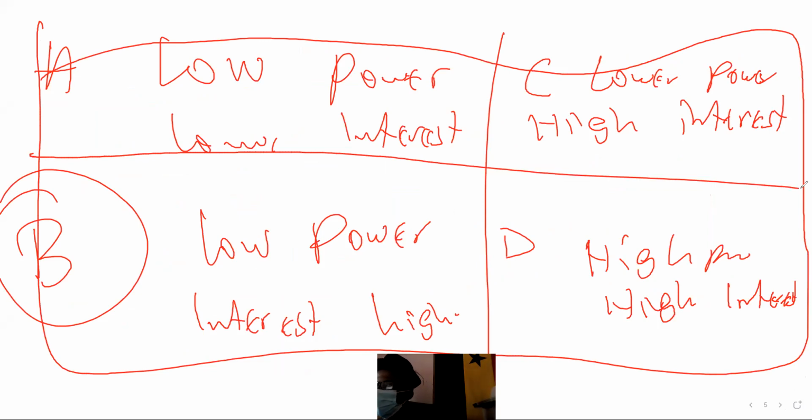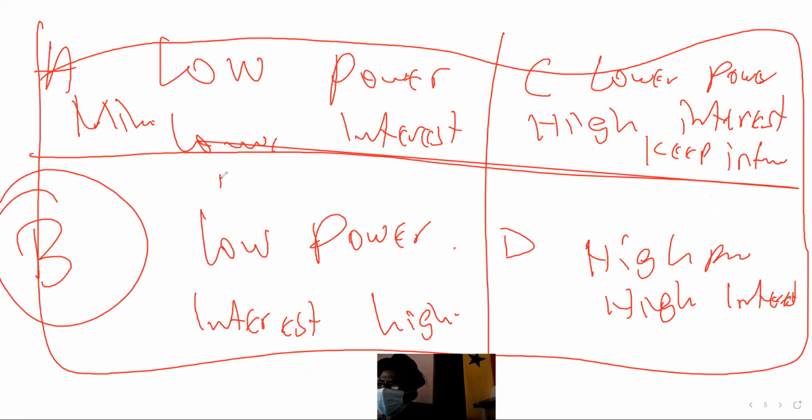So here, low power, low interest. So what do you do? Minimal effort. Low power, high interest: keep informed. You have to be informing them. Keep informed. High power, low interest: this one, you satisfy them all. Keep satisfied.